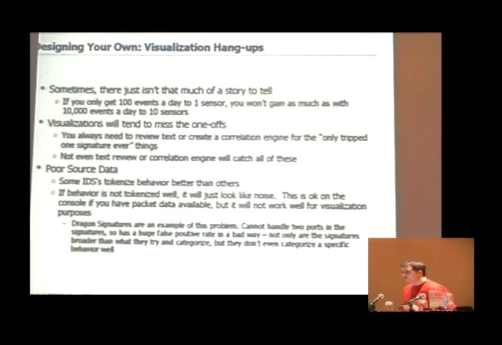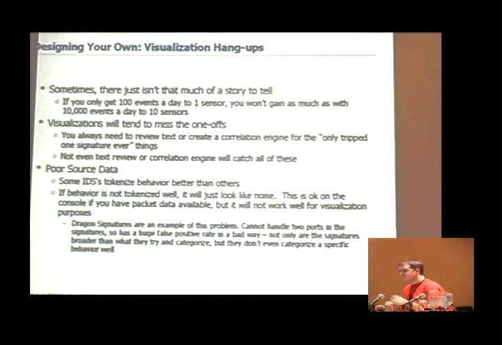Problems with visualizations. Obviously, if you only have 100 events a day to one sensor, you don't need to do it. You don't gain. If you have 10,000 events a day to 10 sensors, then suddenly, summarizing this information display is really useful. You're always going to miss the one-offs. You have to create a correlation engine for the only one signature tricked ever type of stuff. And not even a text or view event correlation is going to catch all of your one-offs. You have to accept at some point that you're going to miss information.